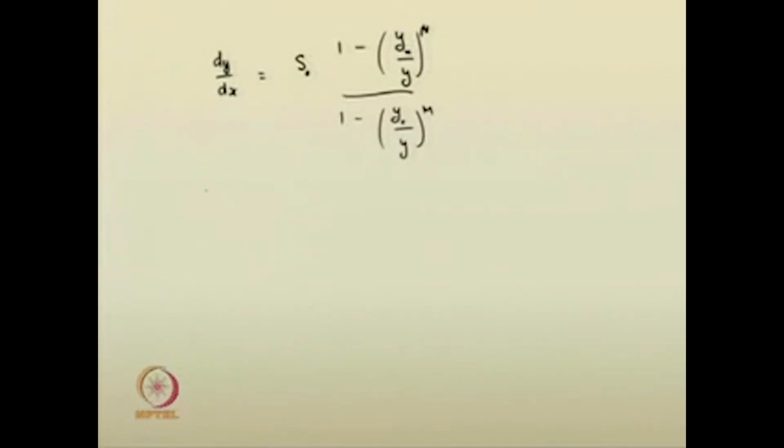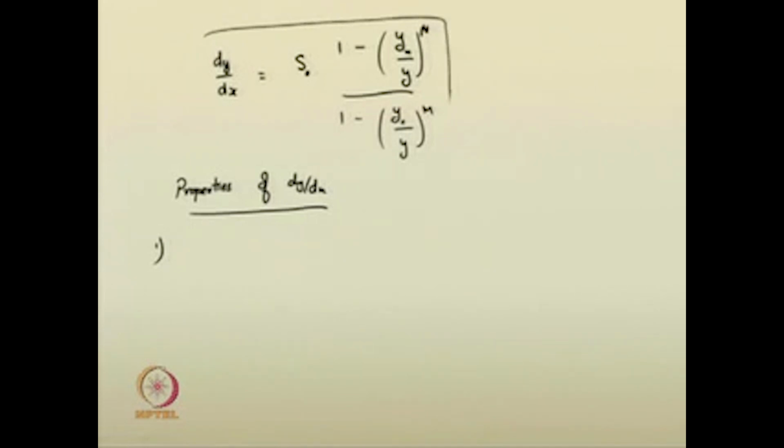So, you can solve to obtain the gradually varied flow profile. So, let us describe the properties of dy by dx. Let me ask you, just recall this equation. From this particular equation, what can you infer from this?